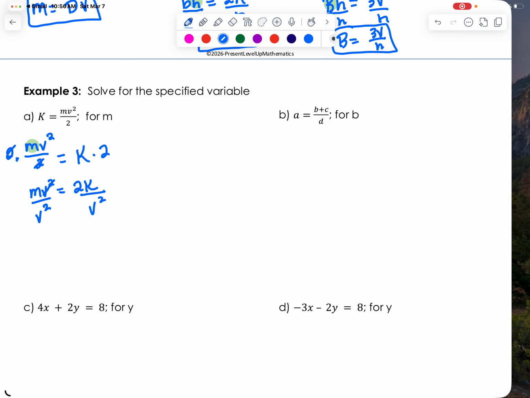So when I do that, this v squared cancels with this v squared. So m equals 2k divided by v squared.